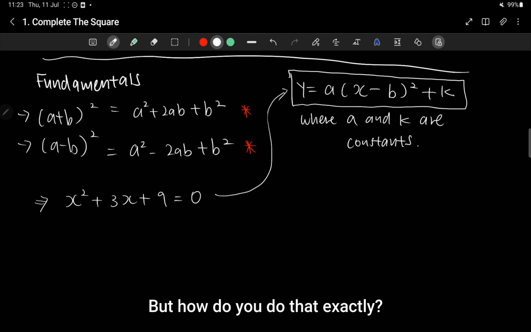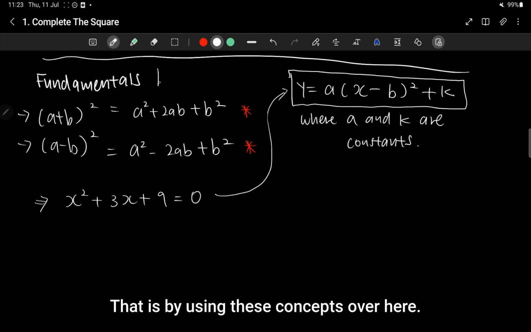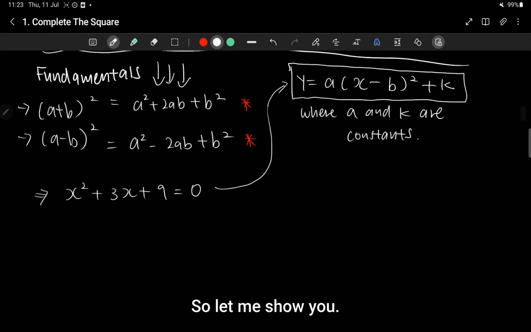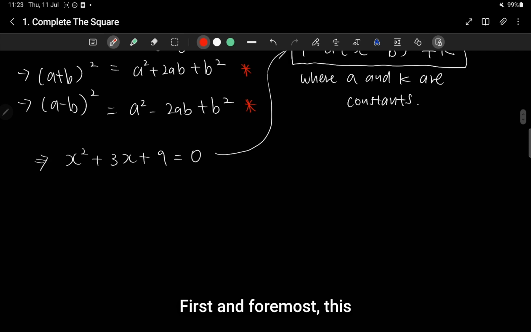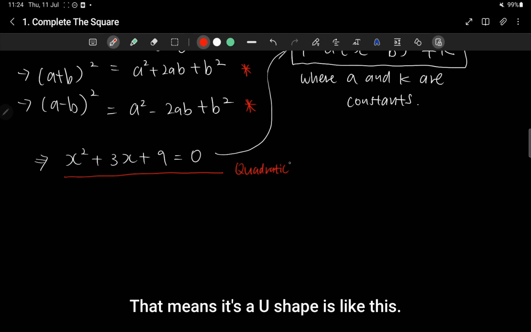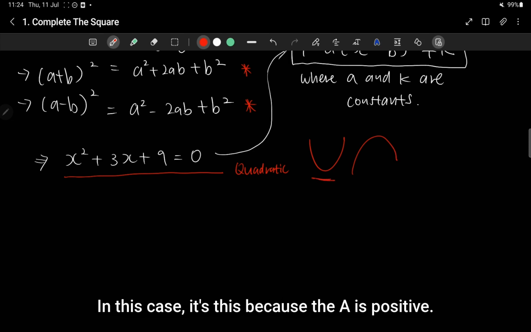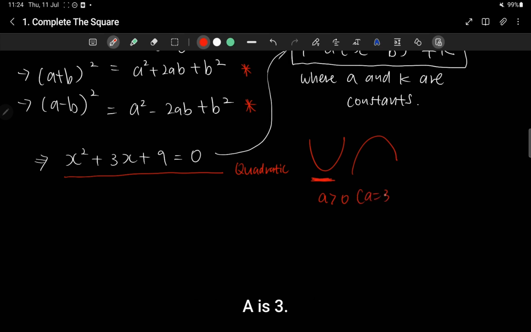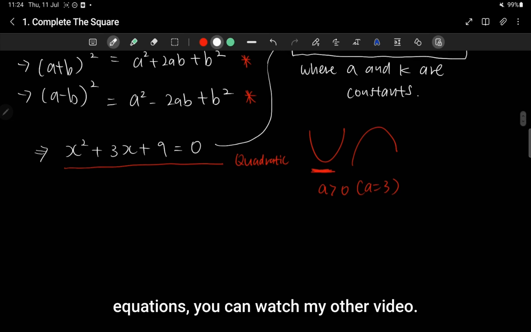But how do you do that exactly? And that is by using these concepts over here. So let me show you. First and foremost, this is a quadratic equation, right? That means it's a U shape. It's like this. In this case, it's this because the a is positive. A is 3. If you need more help on quadratic equations, you can watch my other video.